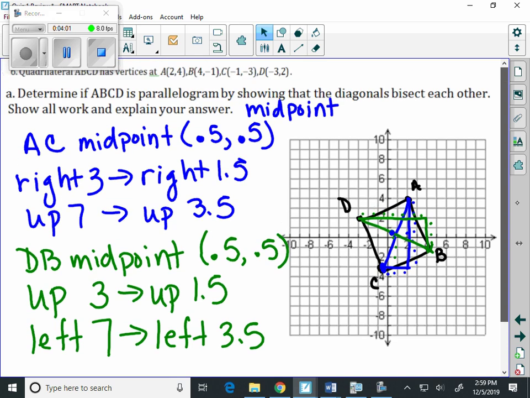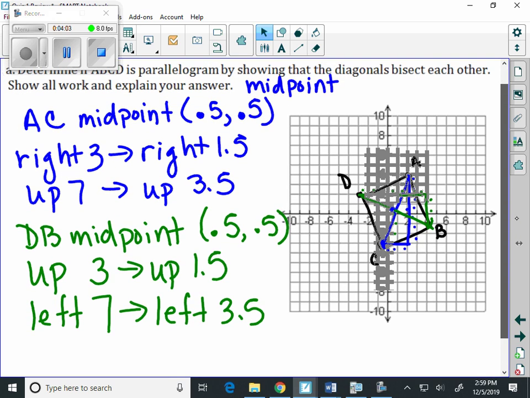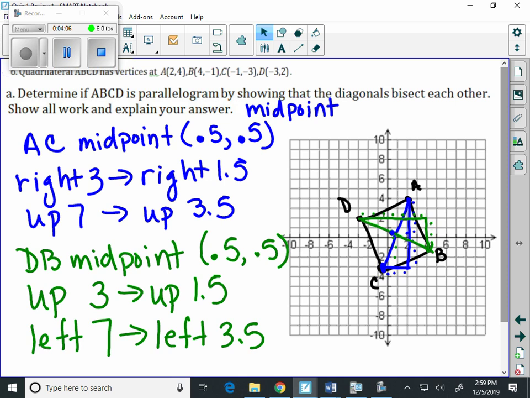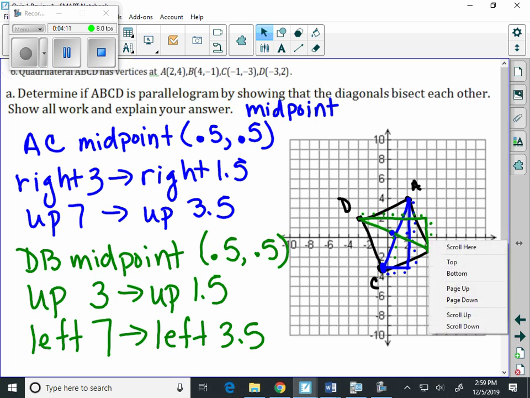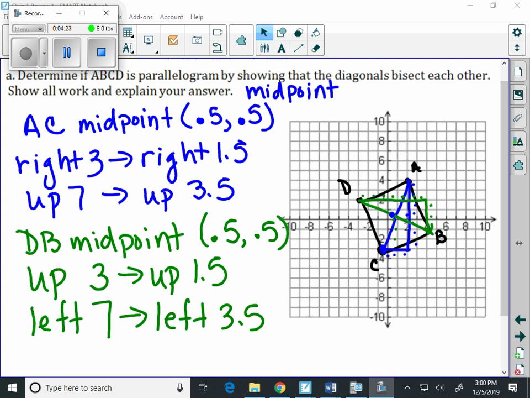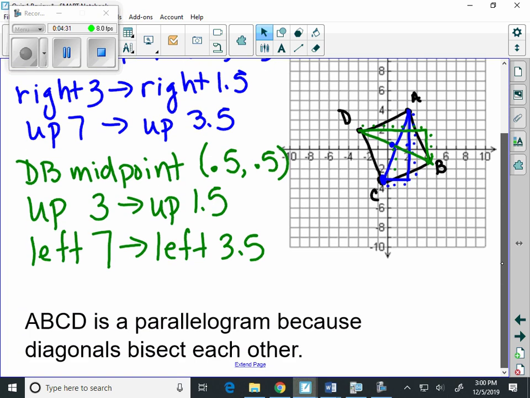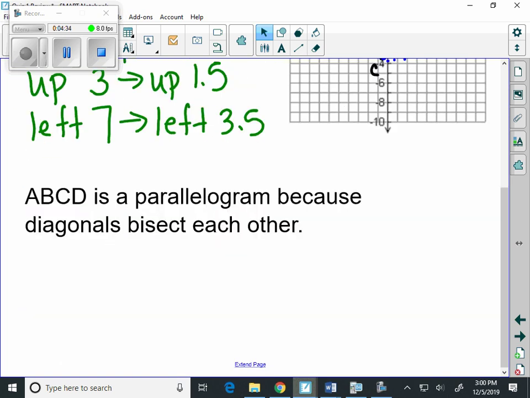As I go back and look at the directions, does it say anything about explain? And it does. So remember, take what's given in the problem and use it. For instance, I'm going to go back and say that ABCD is a parallelogram because the diagonals bisect each other. I just used what's in the problem to make my statement. Our math supports it, and here is our statement: ABCD is a parallelogram because the diagonals bisect each other.